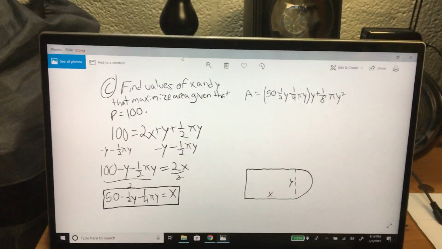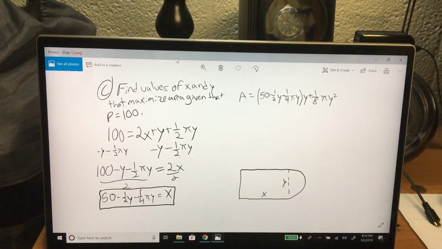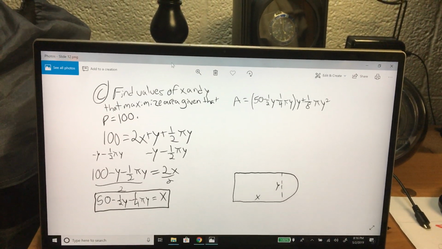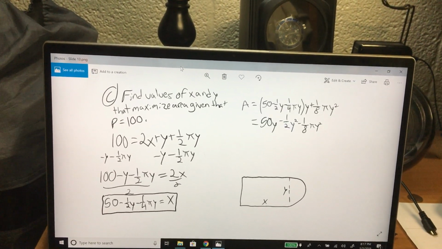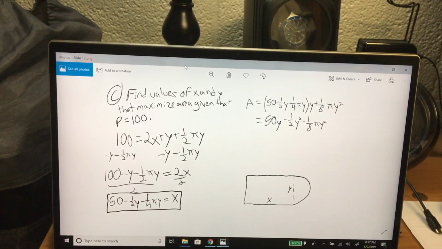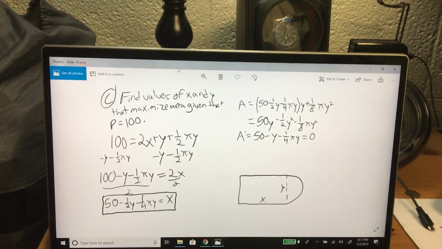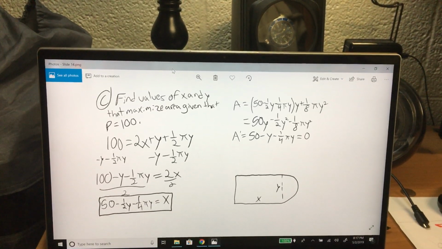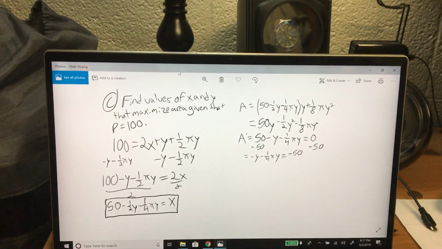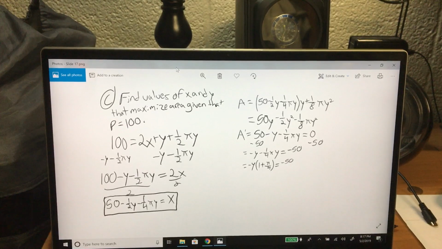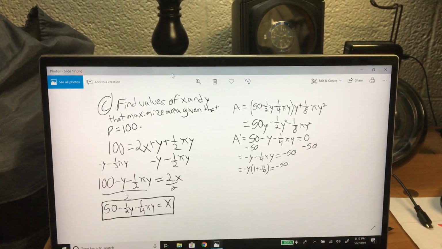Then you take this x value and you plug it into where x was in the area formula. This gives us A equals (50 minus 1/2 y minus 1/4 pi y) times y plus 1/8 pi y squared. You simplify it down to 50y minus 1/2 y squared minus 1/8 pi y squared. And then to solve for y, we must take the derivative of the area formula and set it equal to 0. Subtract 50 from both sides, and you get negative y minus 1/4 pi y equals negative 50. Then you factor out negative y, which leaves you with negative y times (1 plus pi over 4) equals negative 50.